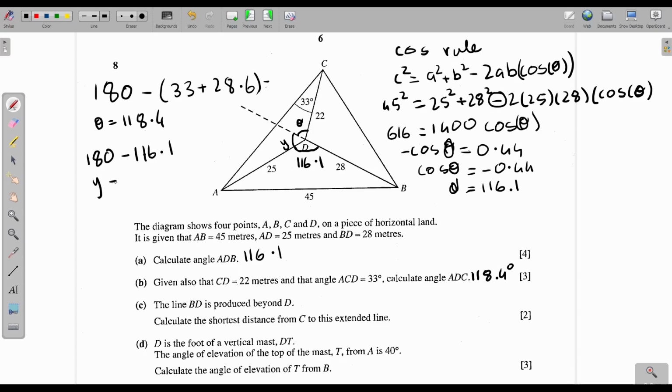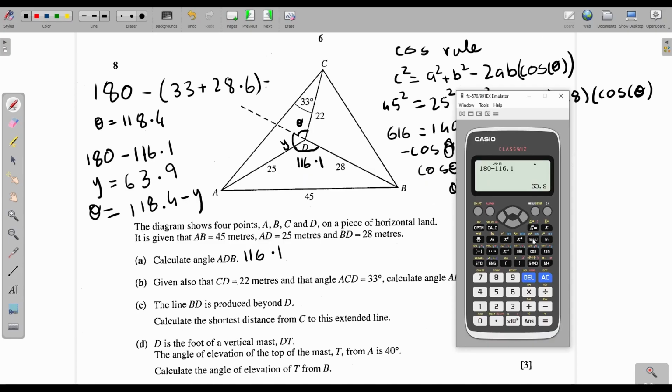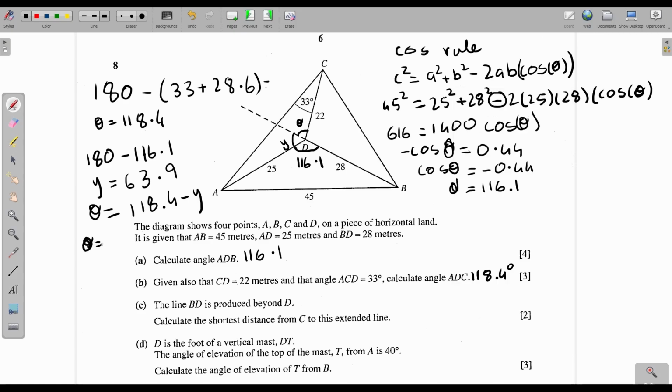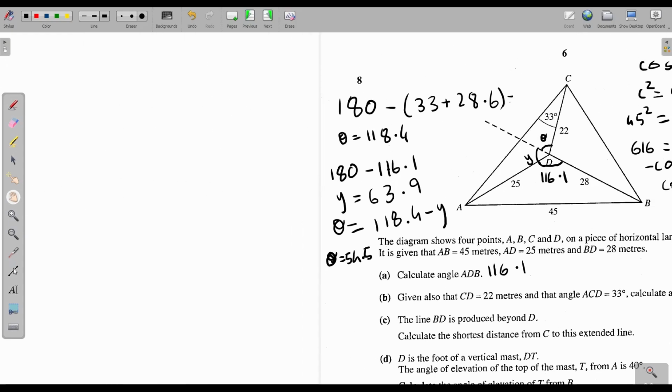So y is equal to 63.9, and that way theta is going to be equal to what we got last time, which is 118.4 minus y. So let's just use our calculator again. 118.4 minus the answer, which was y, and that gives us theta to be 54.5. So theta is going to be 54.5. So now we basically have a triangle that looks like this, right?